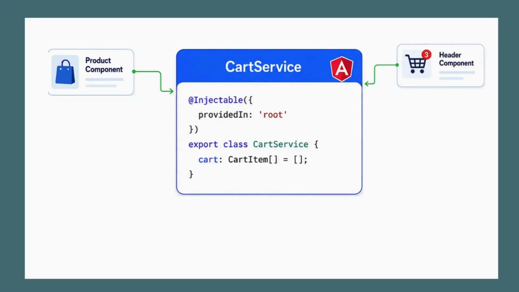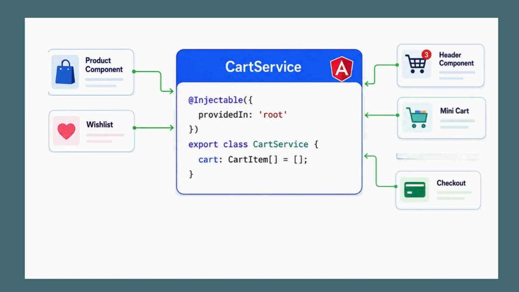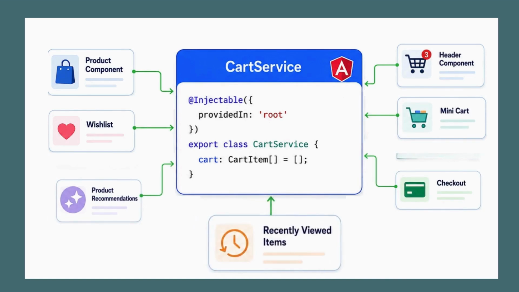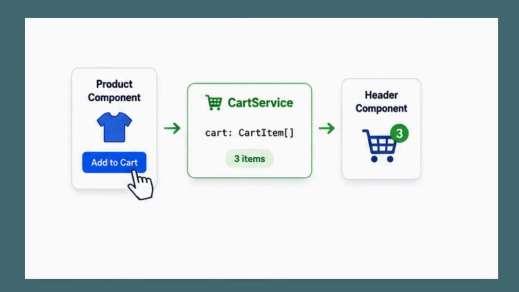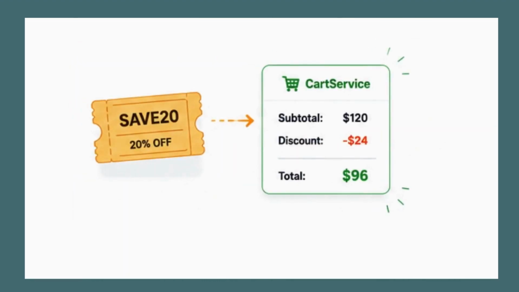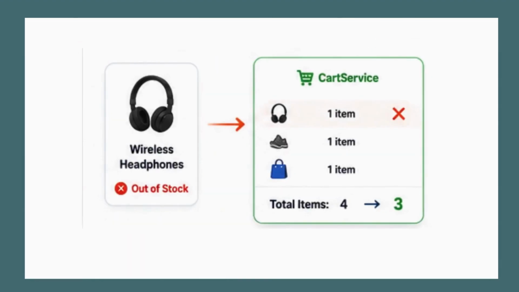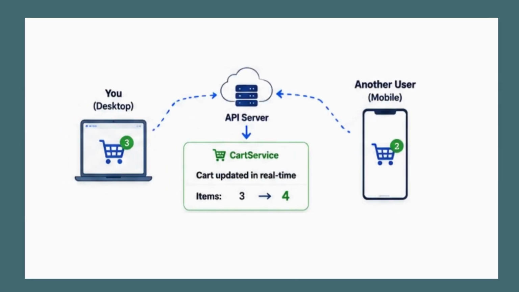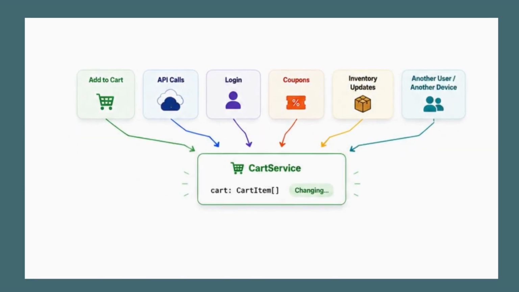But the application doesn't stop growing. Soon, we add a wish list, a mini cart, checkout, product recommendations, recently viewed items. Now many components depend on the same cart data. The service is still working, but something else has changed. The cart isn't updated only by button clicks anymore. It also changes after API calls, after login, after applying coupons, or removing unavailable products, sometimes because another user updated the same order. Now our data is changing from multiple places, and that's where things become interesting.